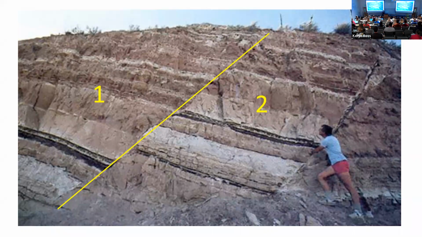Okay, now figure this one out. Which one is the hanging wall? Which direction is it moving? Talk to your neighbors.